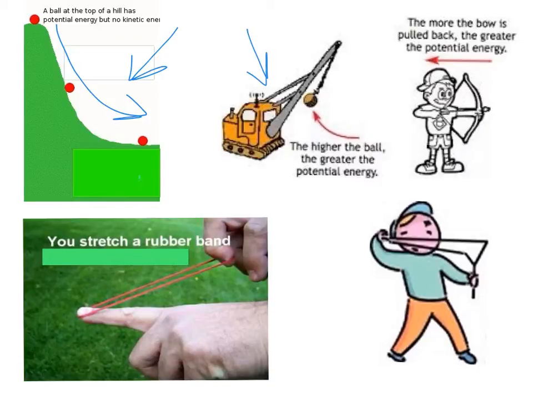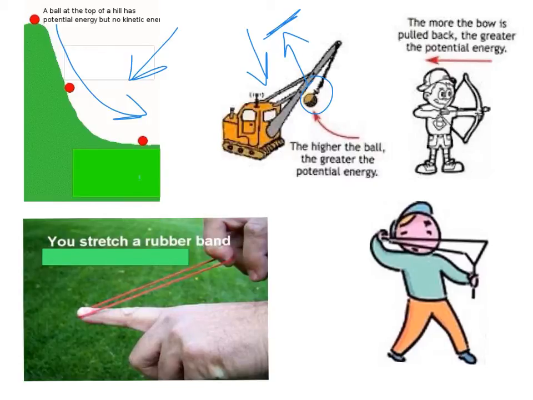The higher the ball, the greater the potential energy. So here we have a wrecking ball, and just as we've talked about with height, more height, we get more potential energy. So if this ball right here ended up swinging to a height right here in this spot, then it would have the most potential energy there. So the higher it goes, the more potential energy it has.